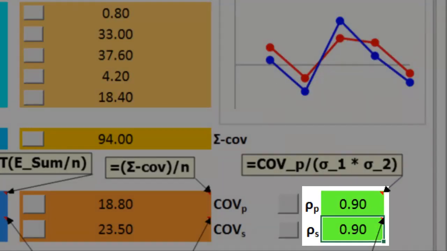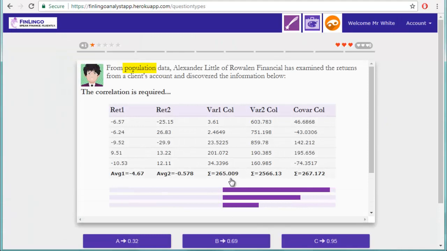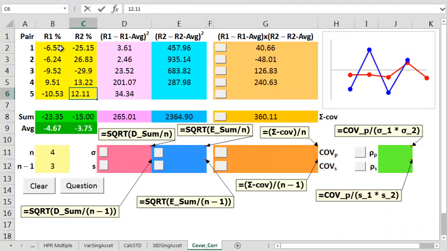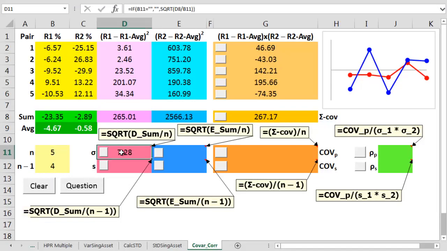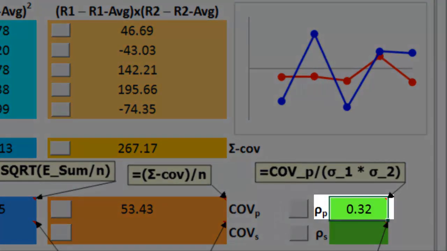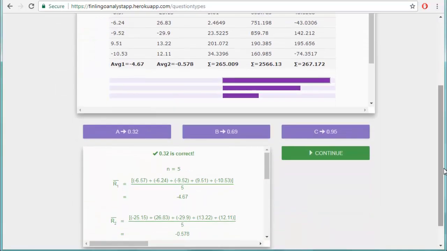We have a number. So let's try a question on FinLingo. This one's a population question and we're given all the key numbers in this table. Let me just copy that supplied table onto the spreadsheet. From the supplied information, we can now work out the two population standard deviations. Next, we work out the population covariance, then we divide this by the two standard deviations multiplied together. This gives us a weak positive correlation of just 0.32. Back on FinLingo, select the right answer, and we're done.